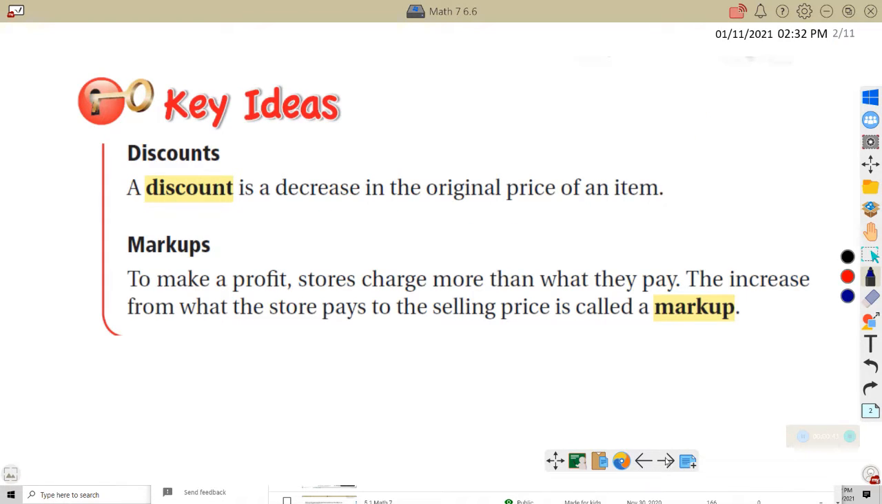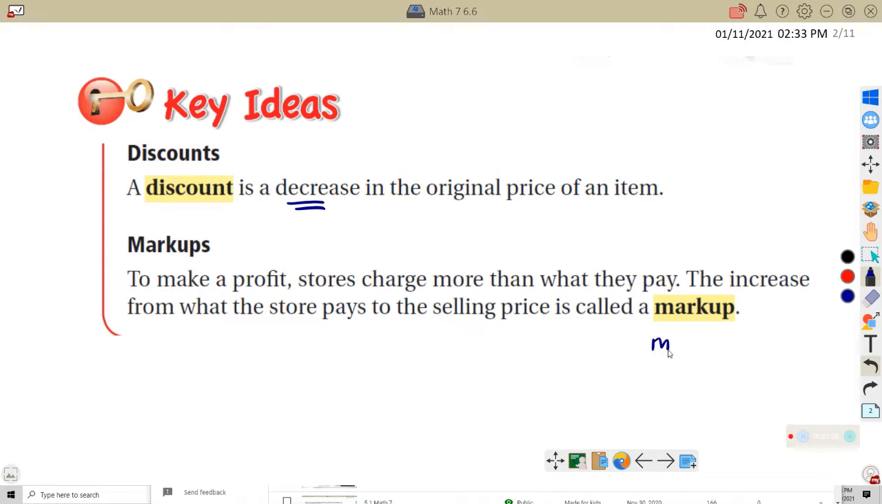Our key ideas, our vocabulary. A discount is a decrease in the original price of an item. A markup: to make a profit, stores charge more than what they pay. They buy it from the manufacturer or some supplier, and they put a profit on top of it. The increase from what the store pays to the selling price is called a markup.